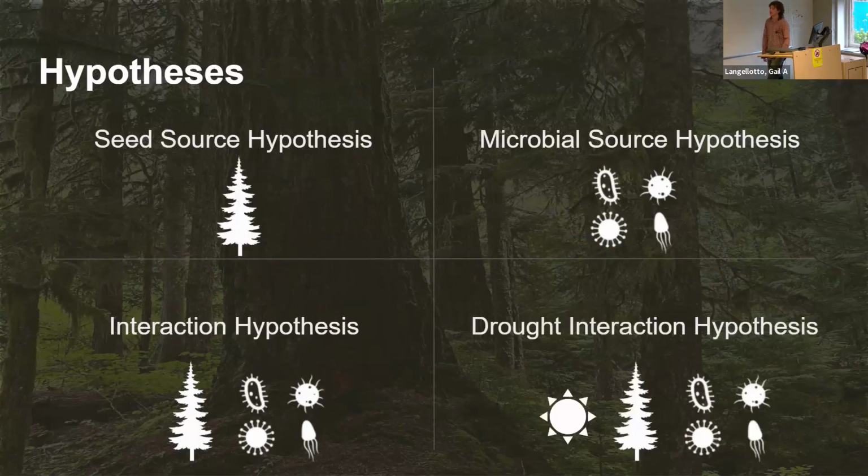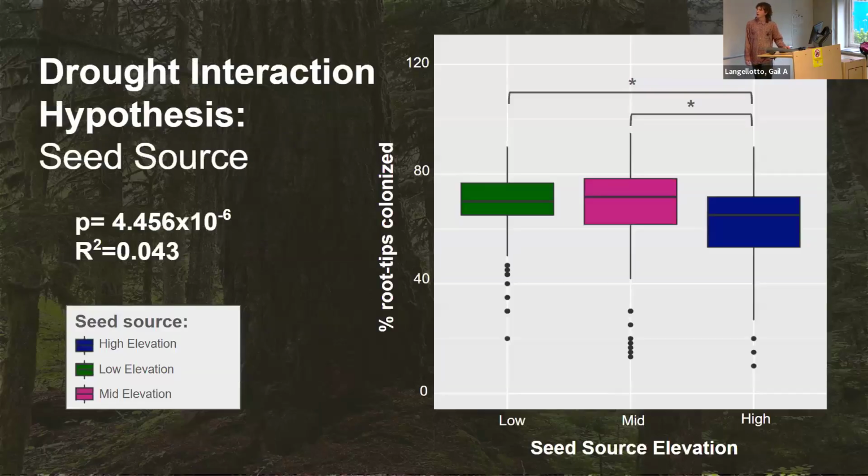We'll now move on to this drought interaction hypothesis, where we look at these first three again, using a different set of seedlings that were exposed to that month-long drought period. So looking at it on a seed source level, results look pretty similar to our watered seedlings. We see that there is a very significant p-value and a relatively high R-squared value for this data set. We see again that there is a significant difference between mid and high elevation seed sources, as well as low and high elevation seed sources, that follow that same trend that we saw in watered seedlings.